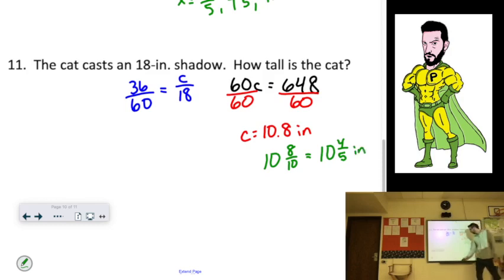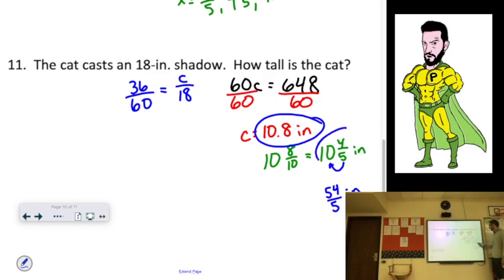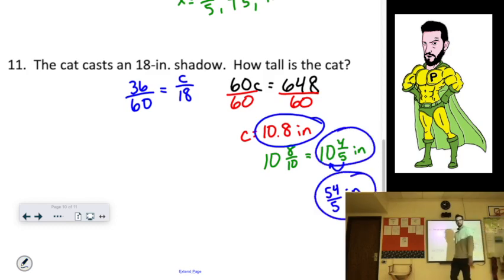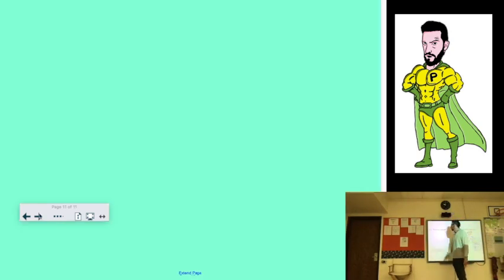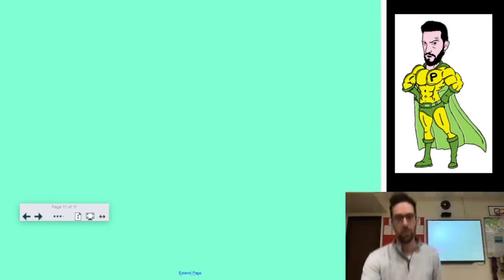Ooh, and if we were to even convert that into an improper, 5 times 10 is 50, plus 4 is 54, so we could even say 54 fifths inches. These are all correct. So unless you're specifically told what to go for, go with whatever option you want. I think that might be the last one. We did it. We're done with multi-step proportions. Well done.